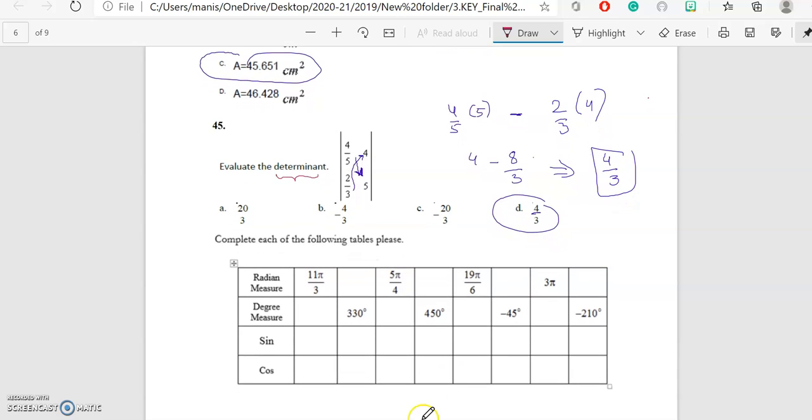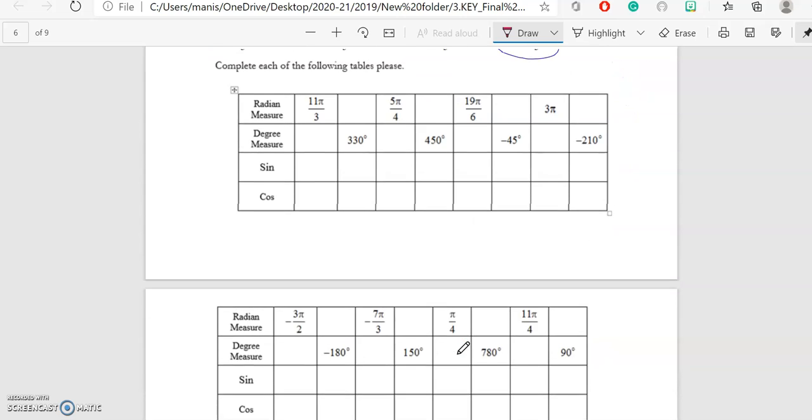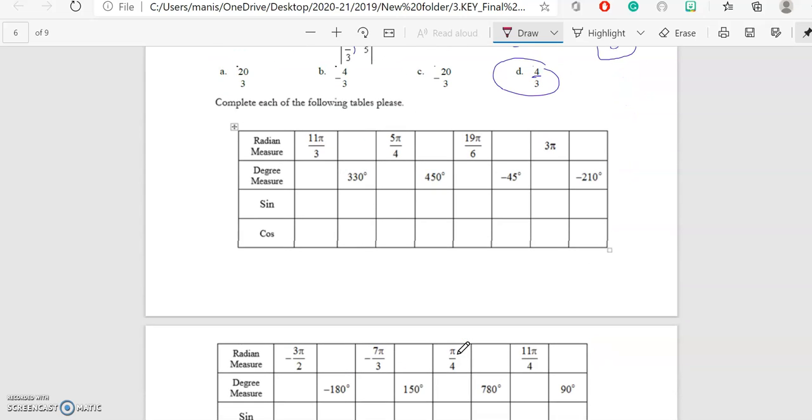Okay, I am skipping this table. Complete each of the following table. How you do it is I have told you, if you want to change this to degrees, change this pi to 180, divide, write it like this, you will get a number. If I do it, it will be 660. In this case you will find sine 660. What is the answer? Write it over here. You will find cosine of 660. Write the answer over here like this.